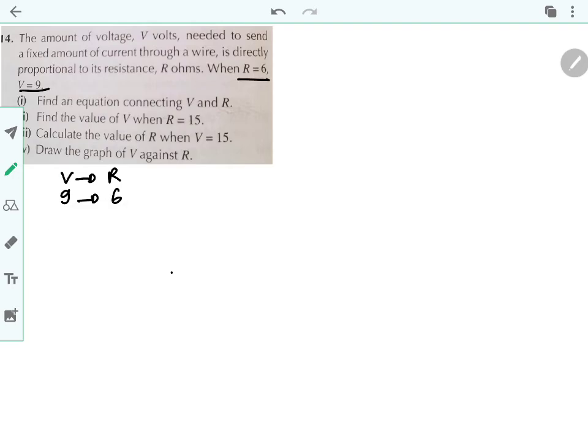Okay, so when R is 6, V is equal to 9. So V over 9 must equal R over 6. Okay, do cross multiplication here. So 6V equals 9R. So V equals 9R divided by 6, or V equals 1.5R. Okay, now that's for part 1.